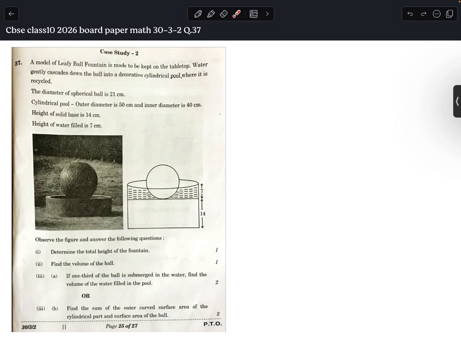Question 1. Determine the total height of the fountain. The vertical distance from the top of the spherical ball to the base of the cylindrical pool is the total height of the fountain. Total height of the fountain is the sum of the diameter of the sphere and the height of the solid base. The diameter of the sphere is 21 centimeter plus the height of the solid base is 14, which is equal to 35 centimeter.